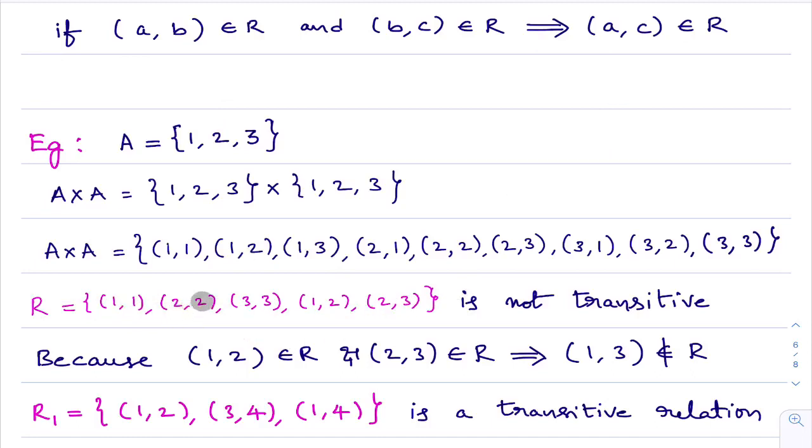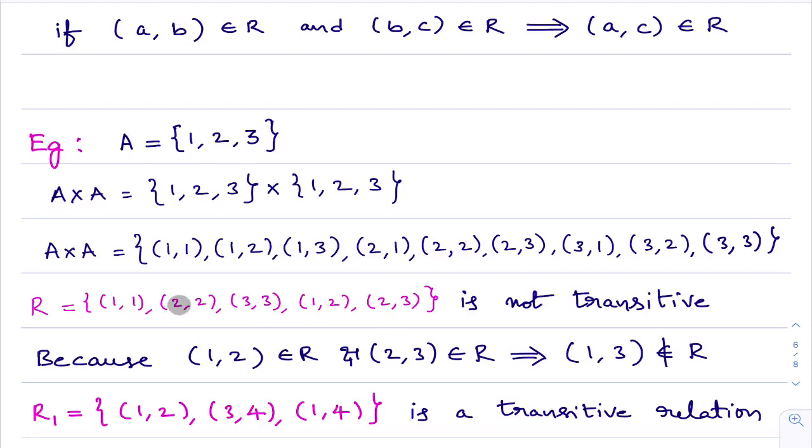See, 2, 2 and 2, 3. You identified A comma B, B comma C. Now you check whether A comma C is there in this relation or not. What is A comma C? 2, 3. Is 2, 3 present in this relation? Yes, here it is. Okay, I took this ordered pair and checked like that.